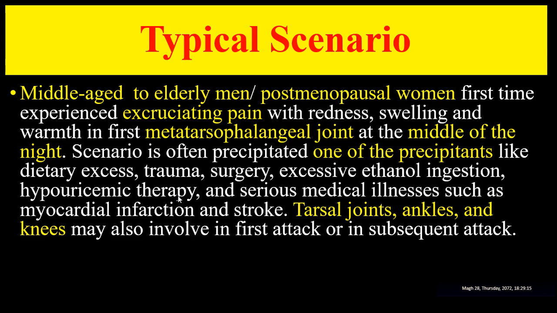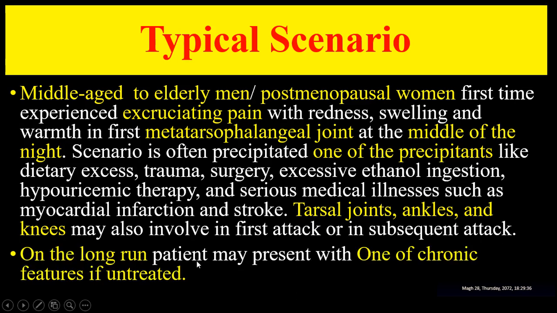So what we do is, during the initiation of hypouricemic therapy, we co-prescribe colchicine. And the other things that are written in these vignettes are that tarsal joints, ankles, and knees may be involved in the first attack or in the subsequent attacks. In the long run, the patient may present with one of the chronic features if untreated.